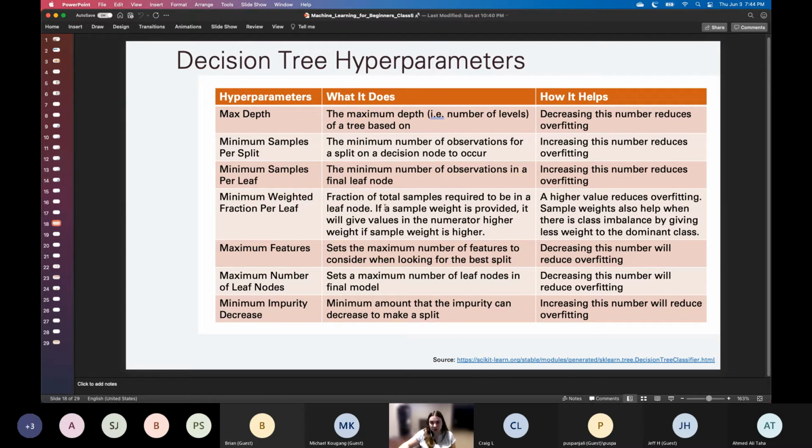So in general, with tree-based models, I find max depth, I use it almost every time. It tends to be the most influential hyperparameter that you can tune, and it generally really helps with accuracy. It's the first one I try. So that talks about the maximum depth or the number of levels a tree is based on.